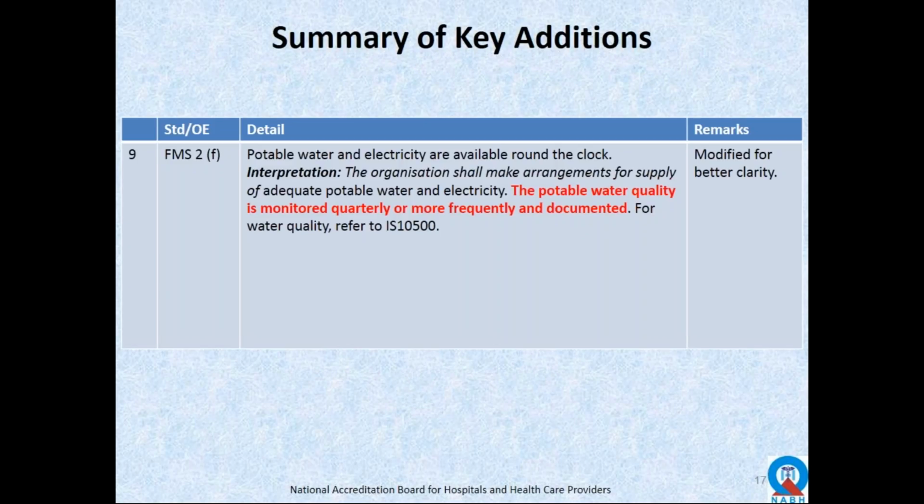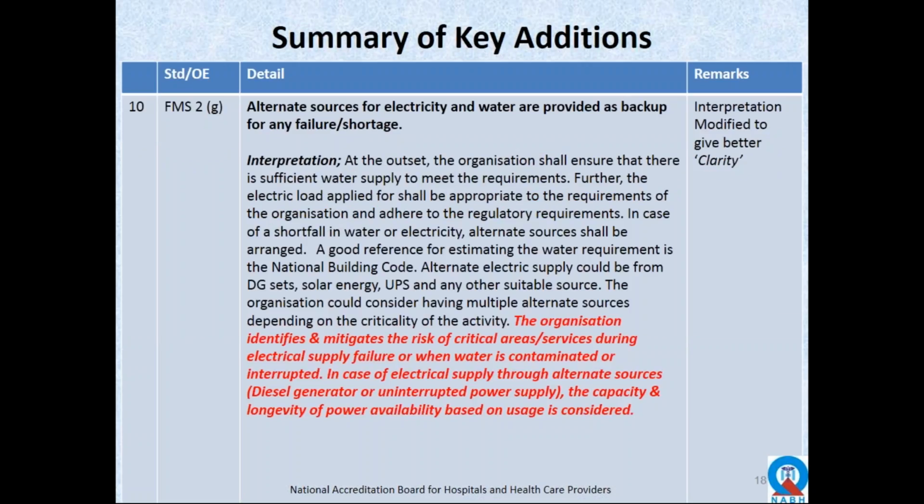Going ahead to FMS 2G, the element which talks about alternate sources for electricity and water provided as a backup. Now the interpretation has been modified to give a better clarity to mention that the healthcare organization should identify the risks to various critical areas and activities due to electricity and water failure and find ways to mitigate the same. Also that the healthcare organization ensures that in the event of electric failure, the capacity and longevity of the UPS and the DG set support the services. So it should not happen that at any point the UPS is not able to support a long-standing power failure, and for this reason, for example, the SCO can provide a long-life power backup for the ICUs and the OTs.